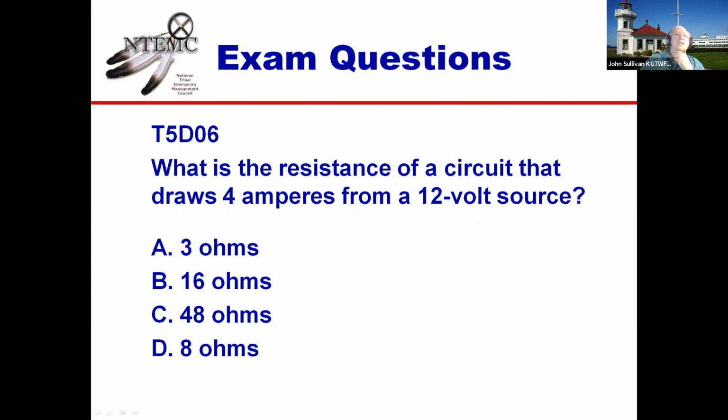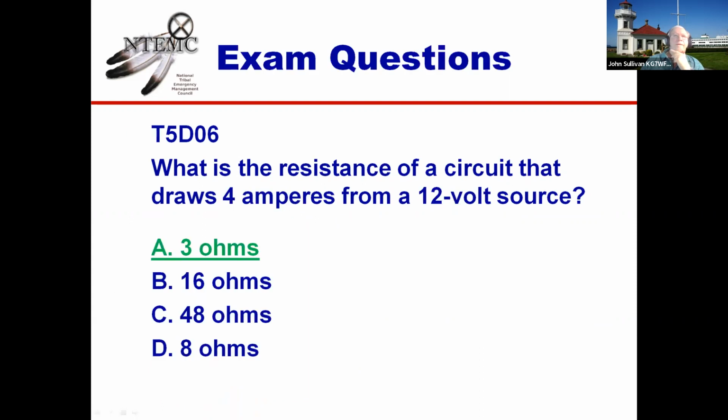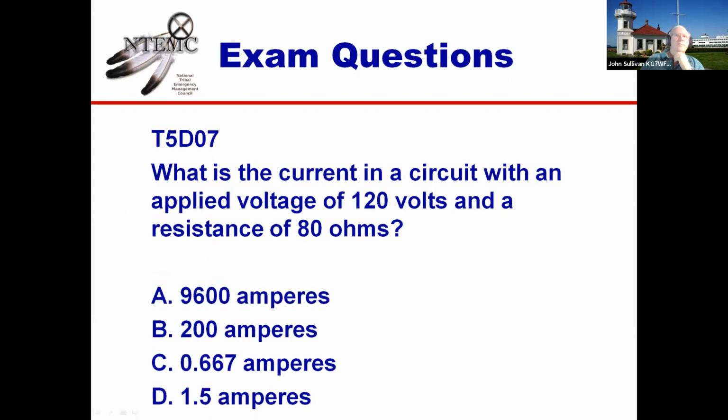What is the resistance of a circuit that draws 4 amps from a 12-volt source? Again, looking for resistance. Thumb over the R. We have 12 volts and a 4 amp source. 3 ohms is the answer. Now, there's a lot of the same thing here, but that means there are a lot of these questions in the pool, so the odds of getting one of them are much higher.